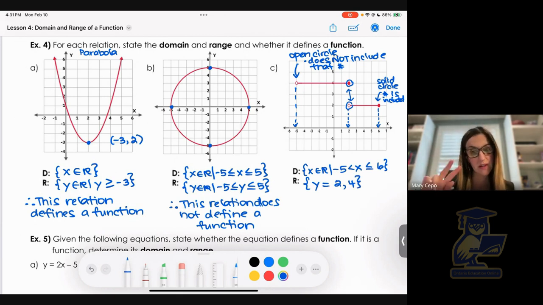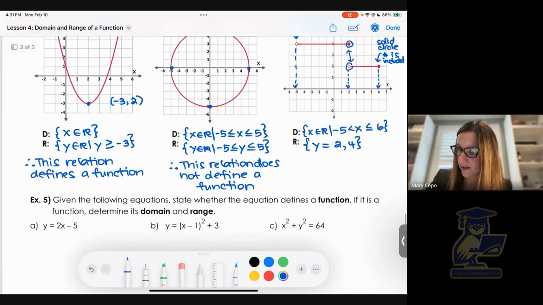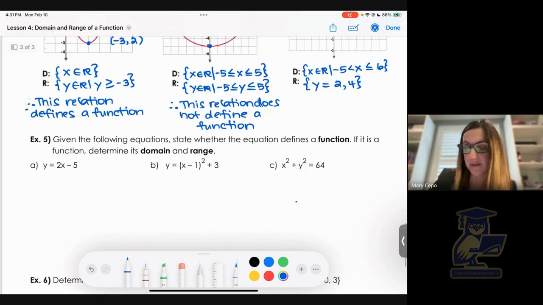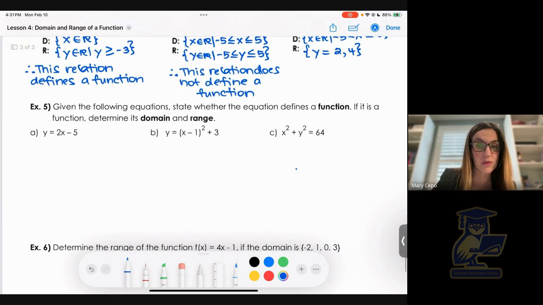And hopefully you see that's why sometimes we have to do a range of values, a spread of values. Sometimes it's just two specifics. In this particular piecewise function, which we will get to later on, we only have two possible values for y, 2 and 4.